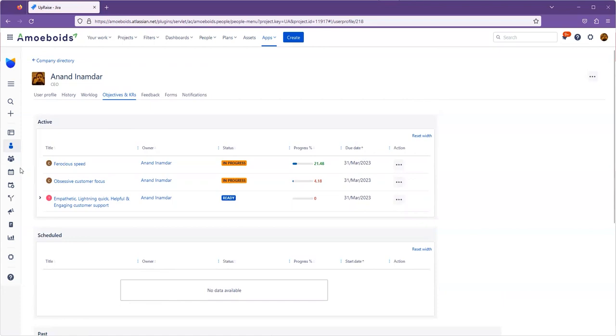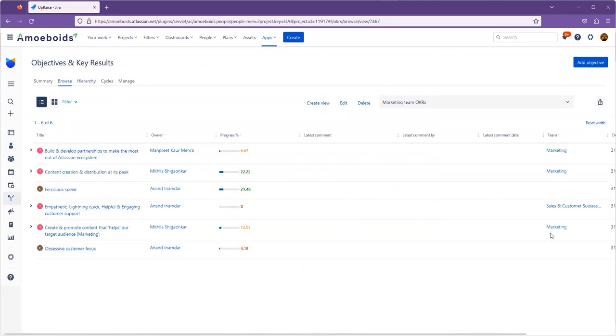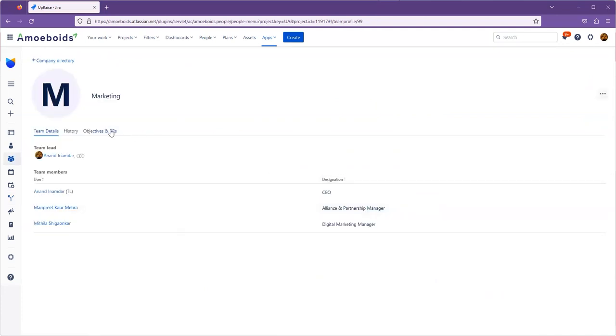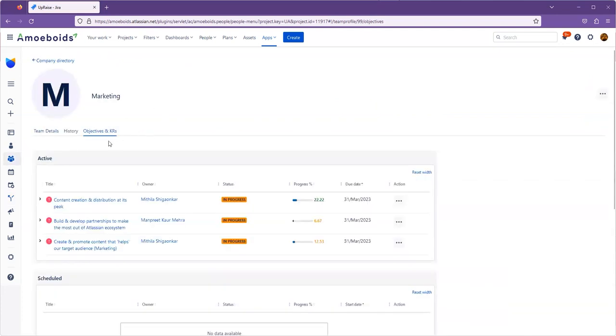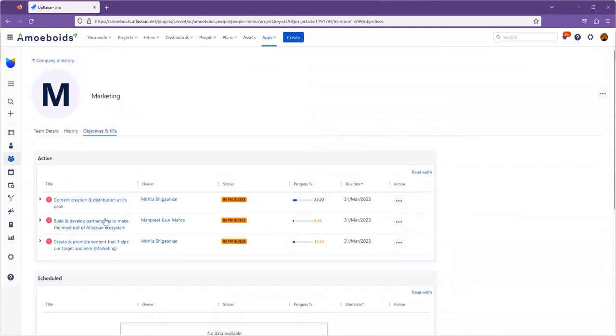If I were to look at a team profile, so let's say if I were to open up the marketing team's profile page and navigate to the objectives and key results tab, here as well, I'll find the same set of buckets. There is an active bucket, there is a scheduled bucket, and then there is the past bucket.